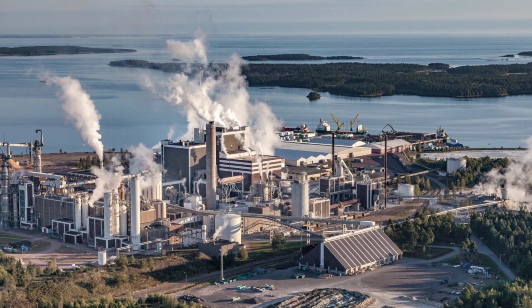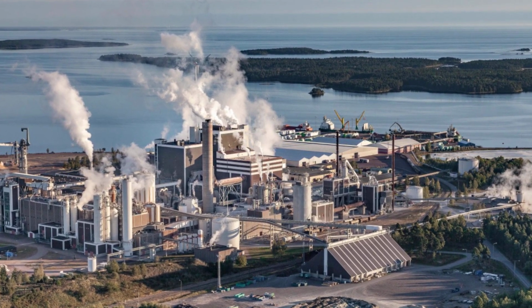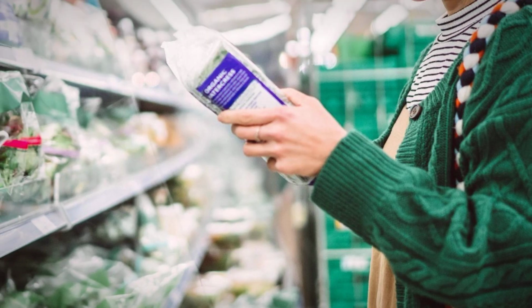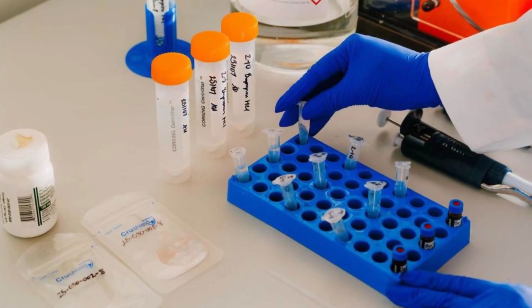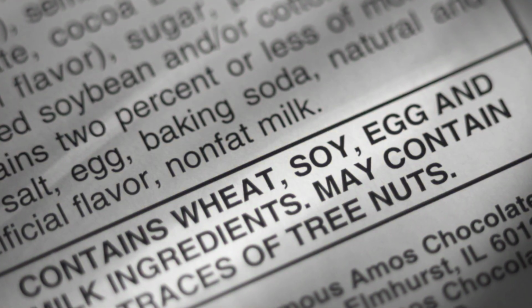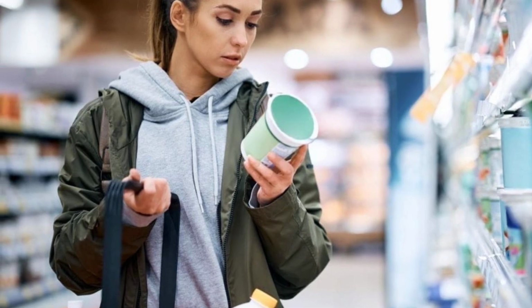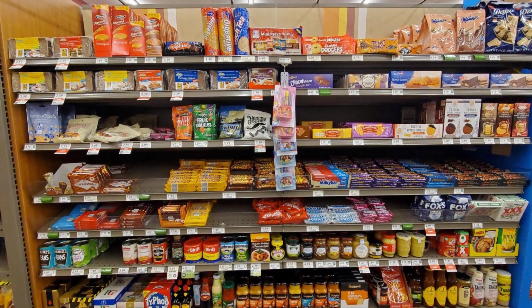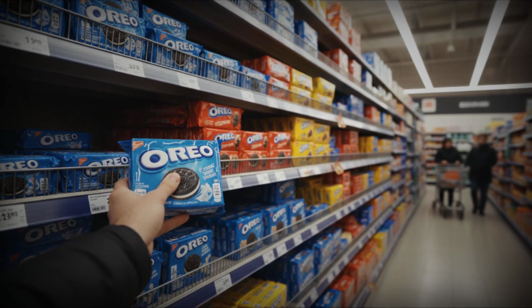It is produced industrially with common production pathways starting from lignin, a byproduct of the paper pulping industry, or from guaiacol derived from petrochemicals. The reason this matters is not that vanillin is dangerous, it is widely considered safe. The reason it matters is that your US label names it precisely, while the UK label hides it behind a generic category word, which is the exact opposite of what you would expect if you assumed European labeling was automatically more transparent. This comparison is already more complicated than the headline, and we are only 3 minutes in.